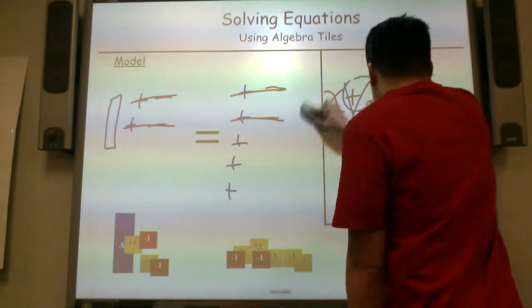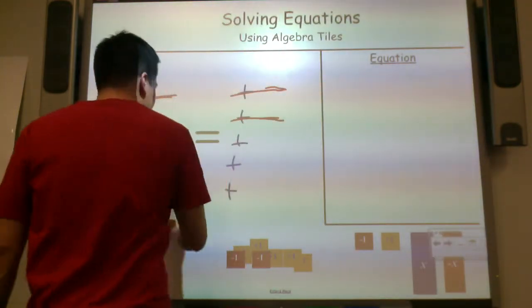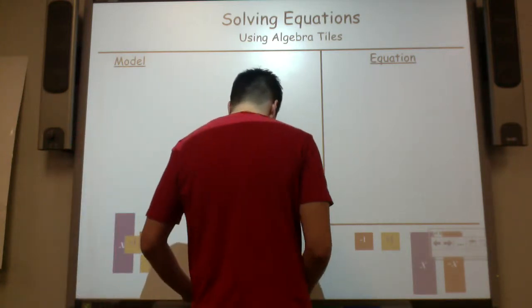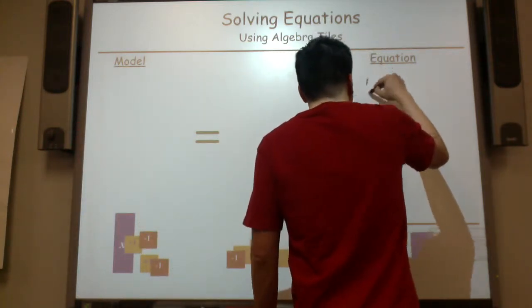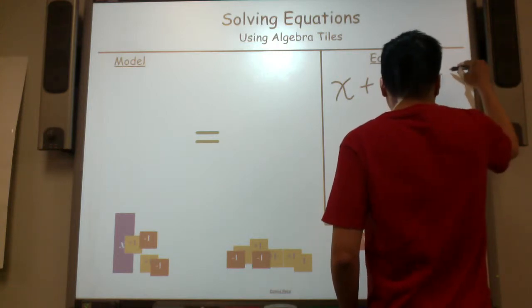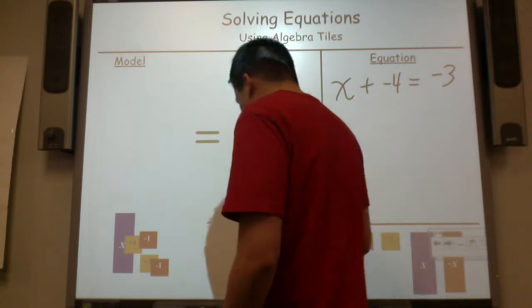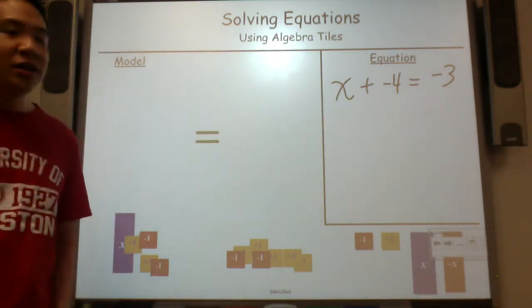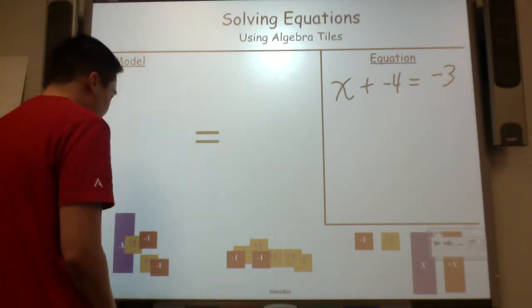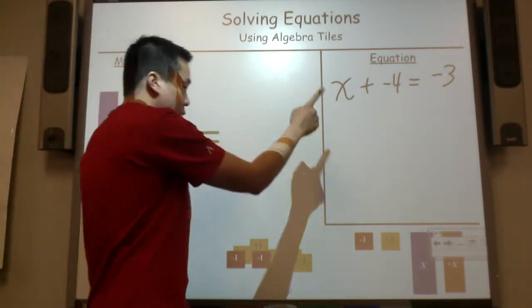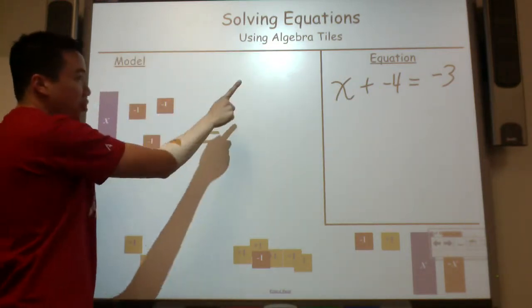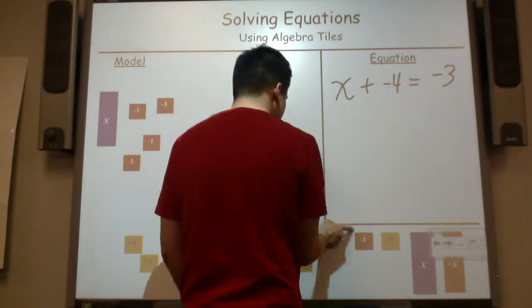Let's try another equation. So we did an example of addition. Let's do another addition. The problem is this one. X plus negative 4 equals, I don't know, negative 3. So what can I replace this x with so it equals negative 3? I'm going to use algebra tiles, so I have an x right here. You put 4 negatives next to it. And on the other side is 3 negatives.